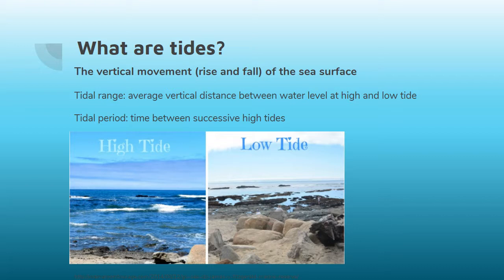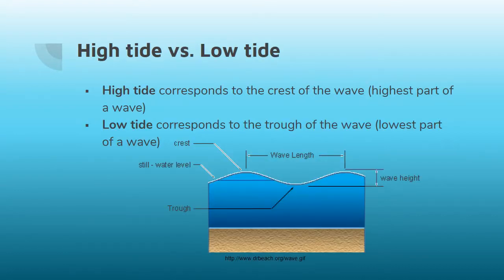So to talk more about high and low tide, we can say that high tide corresponds to the crest of the wave, which, as you can see on the diagram below, is the highest point of the wave. And low tide corresponds with the trough of the wave, which is the lowest part of the wave.